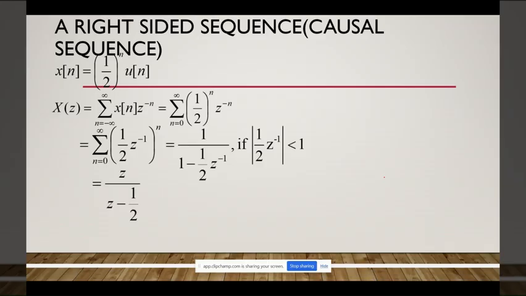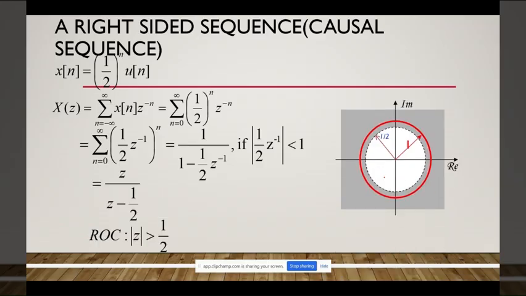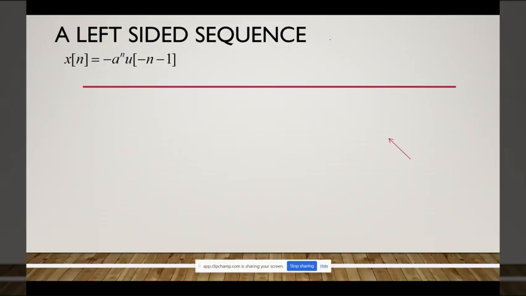It should be greater than 1 by 2. So ROC is greater than 1 by 2. This is for a right-sided sequence. Now going on to u of minus n minus 1.